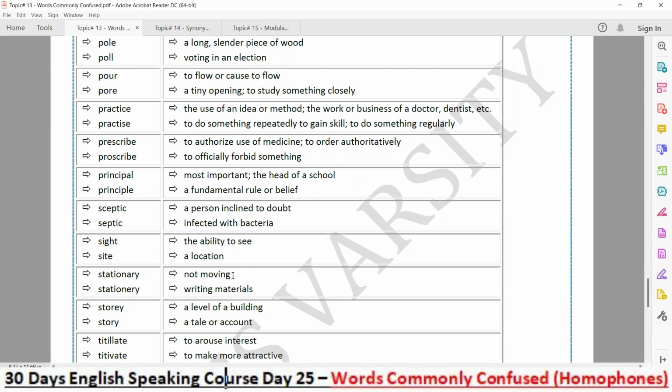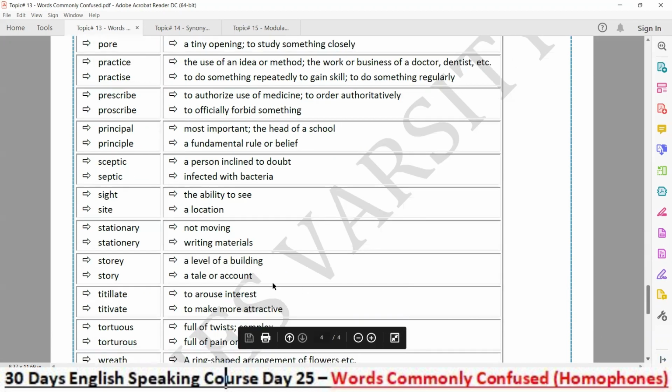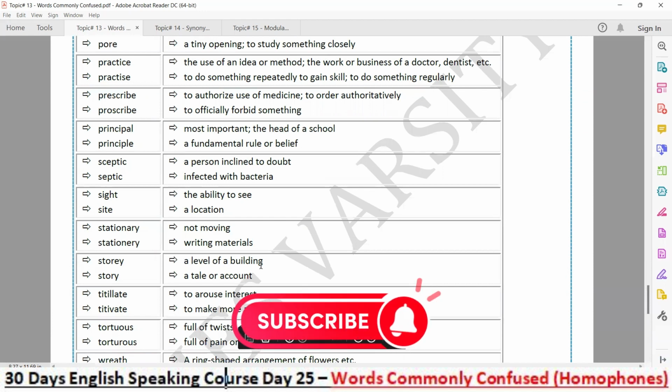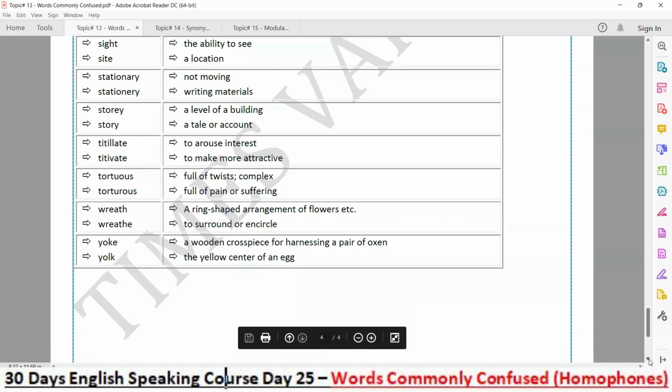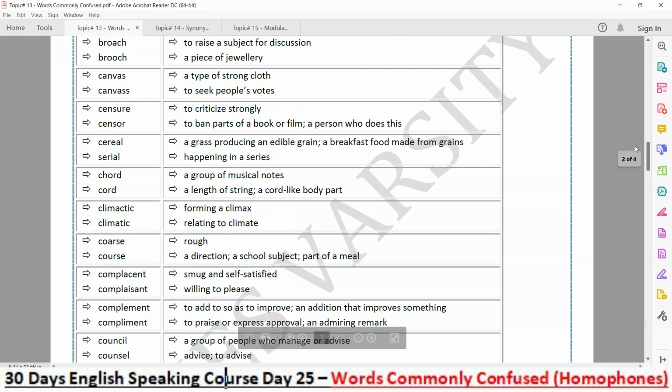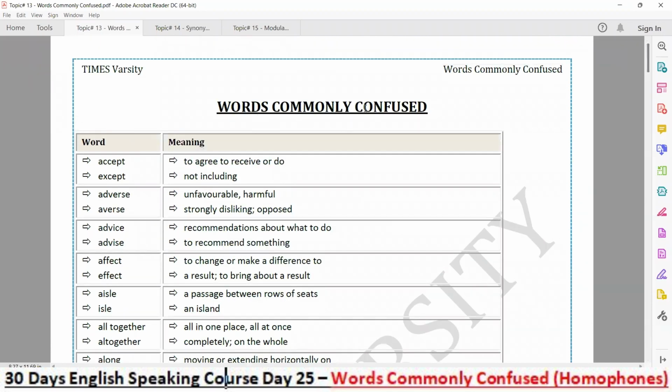Stationary, not moving. Stationery, writing materials like pen, pencil, or whatever. So there is a spelling difference of A and E. Storey, a level of a building. Story, a tale or account. So these are the most commonly used and most confusing words, most of the time. So, words commonly confused. All right. Any questions related to words commonly confused?